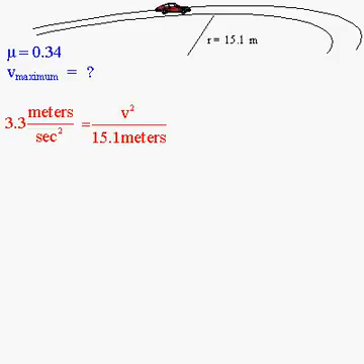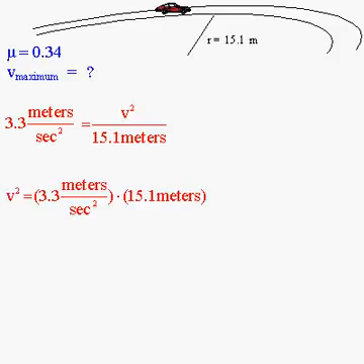Since mass cancels, we have only one unknown, v squared. We can solve for it by multiplying both sides by 15.1 meters. So v squared is 3.3 meters per second squared times 15.1 meters. To finish the problem then, I multiply the numbers and the units together and then take the square root of both sides, and I find that the speed is 7.1 meters per second.